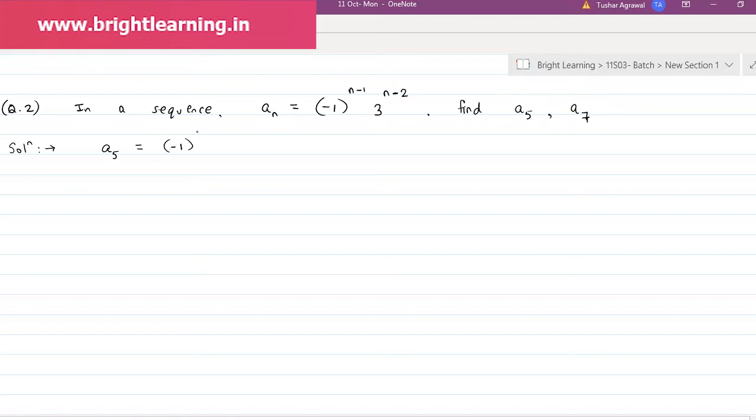A5 will be minus 1 to the power 5 minus 1 multiplied by 3 to the power 5 minus 2. So minus 1 raised to 4 is positive 1. Positive 1 multiplied by 27. So the answer is 27. A7 will be minus 1 raised to 7 minus 1 multiplied by 3 to the power 7 minus 3. So minus 1 raised to 6 is a positive 1, and this is 3 to the power 5. So that turns out to be equal to 243. Yes, sir.